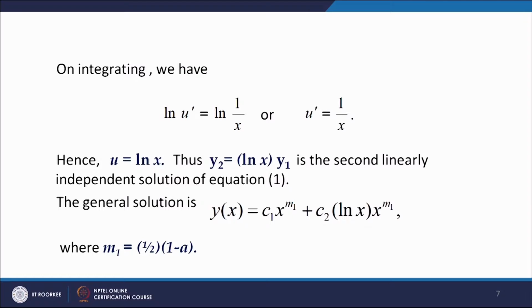So, by 2 over by 1 is not a constant, and therefore, by 2 is the second linearly independent solution of equation 1. So, we have got two linearly independent solutions of the Cauchy-Euler equation, the equation with variable coefficients, and so the general solution will be by x equal to C1 by 1. By 1 is x to the power m1, m1 is, let us recall, 1 by 2 1 minus a, and then C2 times ln x into x to the power m1. So, this is the case of auxiliary equation having two equal roots.